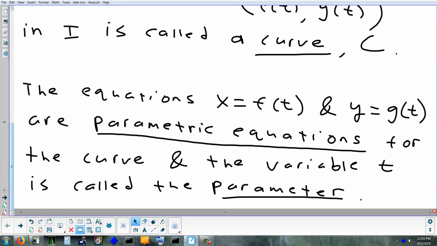Okay, any questions so far? So a little bit of vocabulary up front: parametric equations, parameter, curve, interval. I got one more kind of way you can look at it. I'll tell you one more word.